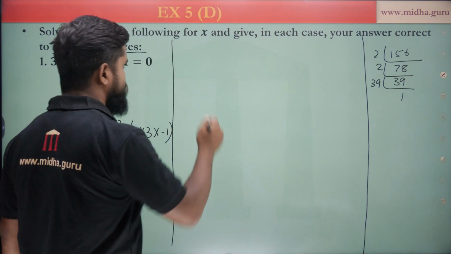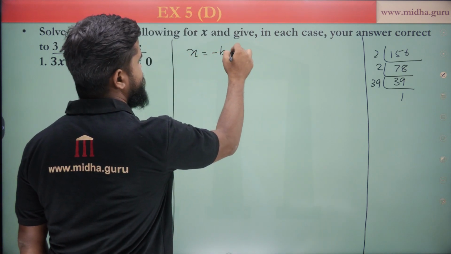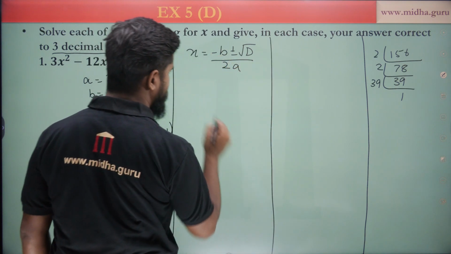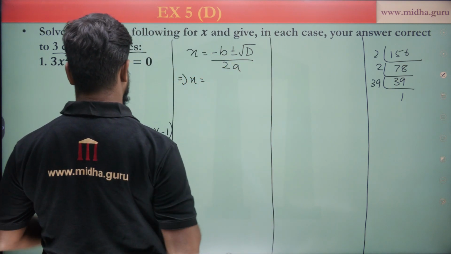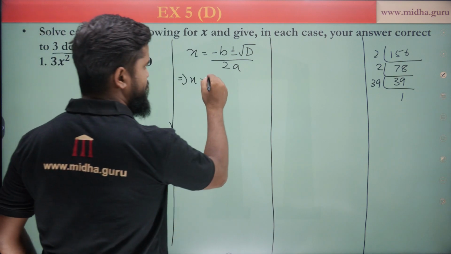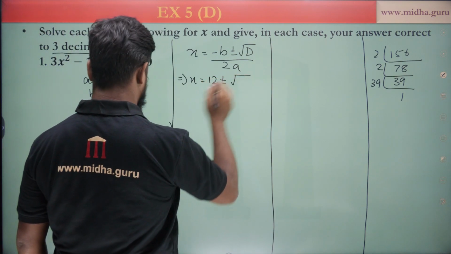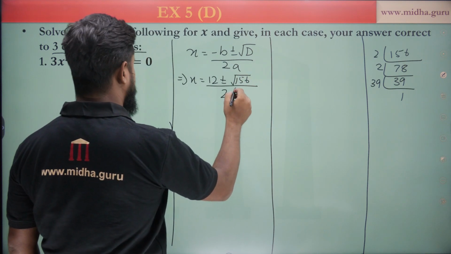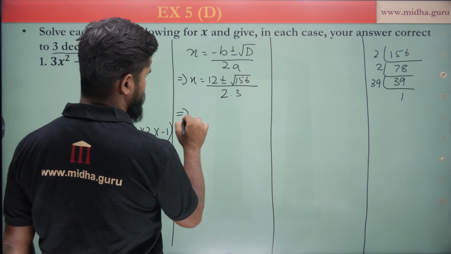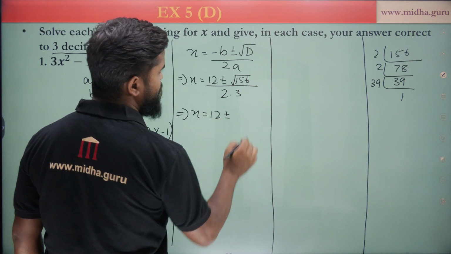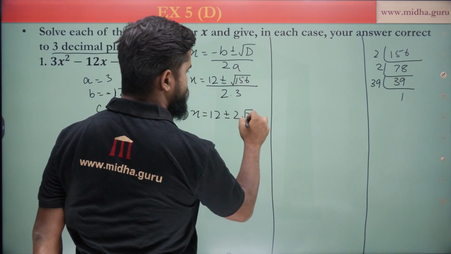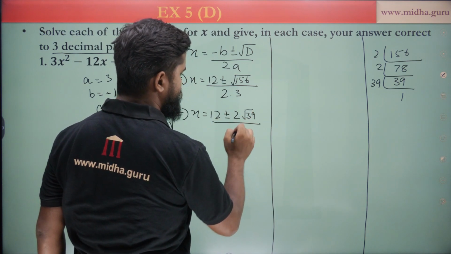We'll just remember that. So now x is equal to minus b plus or minus the root of the discriminant by 2a. So x will be equal to minus of b, since b is minus 12, minus of b becomes 12, plus or minus the root of 156 divided by twice of a, which will be 2 into 3. So this becomes x is equal to 12 plus or minus, just remember that the root of 156 is 2 root 39, divided by 6.